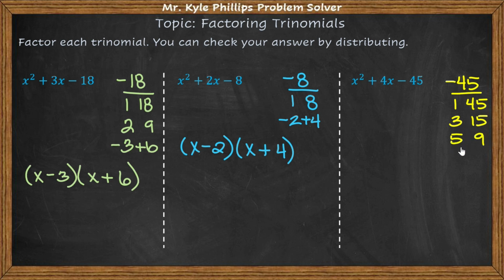So again, one of these has to be negative, but which one? Well, when I combine them, I want to get positive 4. So let's think. Negative 5 plus 9 is positive 4. 5 minus 9 is negative 4, and that would not work. So we're going to make the 5 negative and the 9 positive. So here, this factored would be x minus 5 and x plus 9.